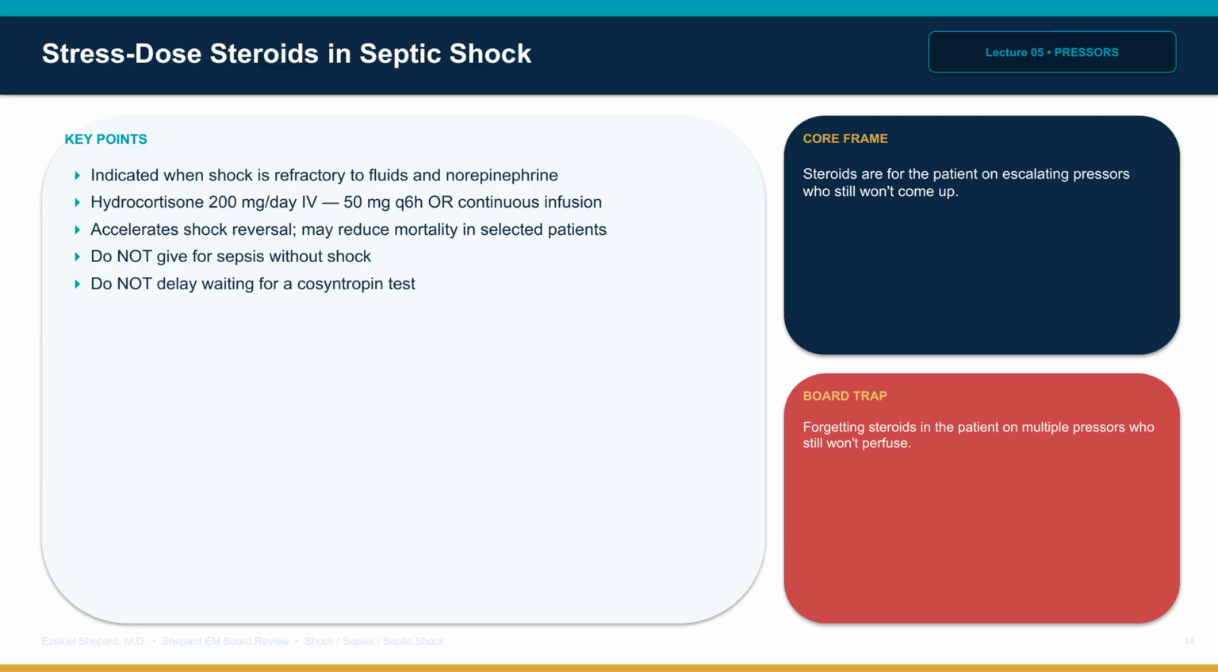That is when hydrocortisone 200 milligrams per day intravenously goes in, given as 50 milligrams every 6 hours or as a continuous infusion. Steroids accelerate shock reversal and may reduce mortality in selected patients. Do not give steroids for sepsis without shock. Do not delay steroids waiting for a cosyntropin test. The board trap is forgetting steroids in the patient who remains hypotensive on escalating vasopressors.